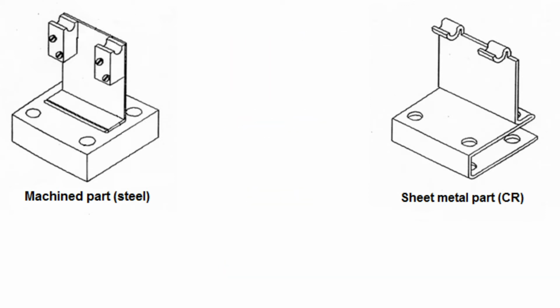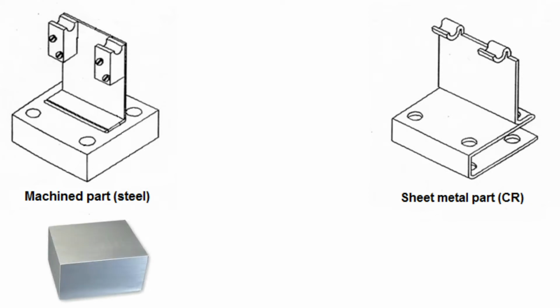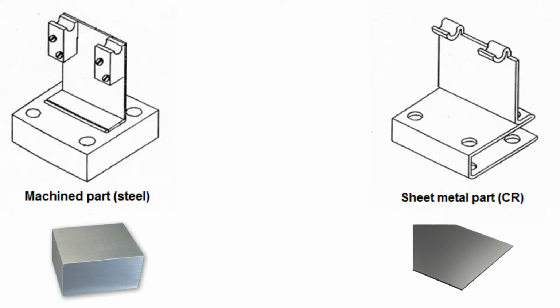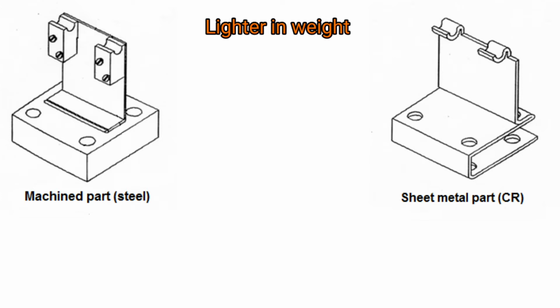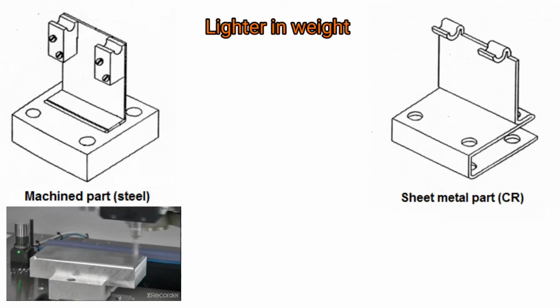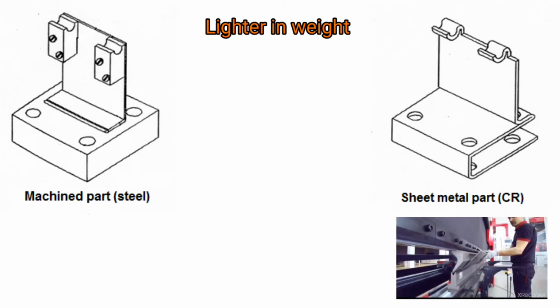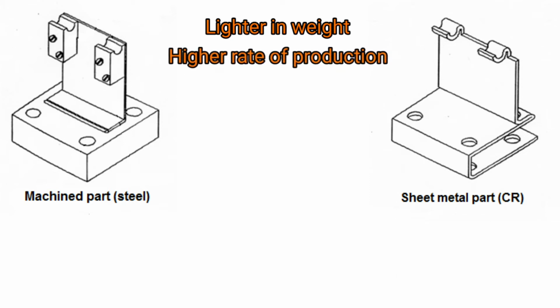Let's look at few benefits of sheet metal. As you know, machine part is made from thick plates or blocks and a sheet metal part is made from thin sheet metal. Lot of unwanted volume is removed, therefore sheet metal part is lighter in weight. Machining part need lot of setup time and run time on machining center, whereas sheet metal part can be finished with few strokes of the press machine. Due to this, sheet metal part has higher rate of production.